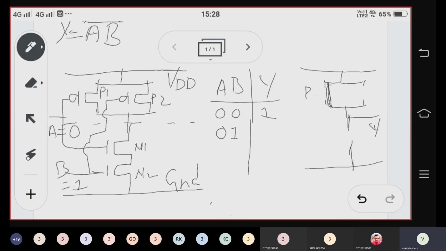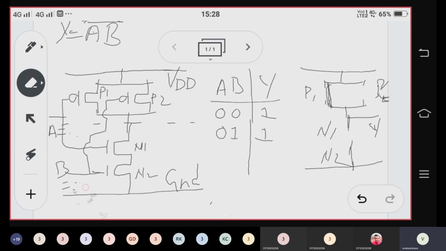Now P1 is in on condition, P2 is in off condition, N1 is in off condition, and N2 is in on condition. Now our Y output is connected to the VDD or ground? VDD, sir. So our Y is connected to the VDD only, which means the output becomes a 1. Now let us move to the next case.